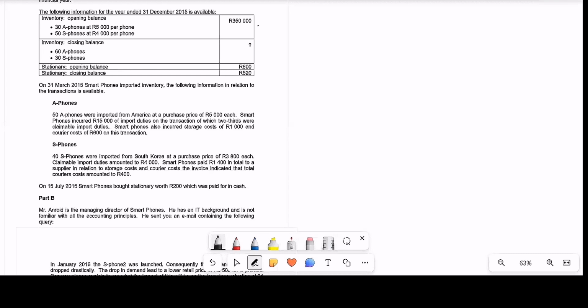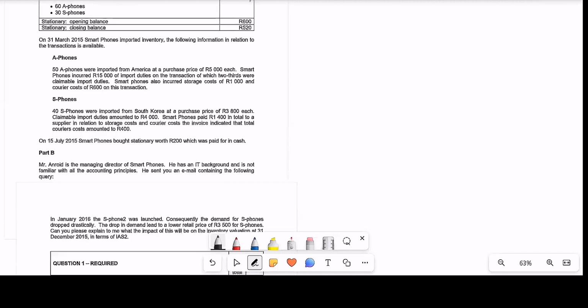With storage costs, they won't be capitalized to the inventory or the stock, because storage costs are not costs incurred to get the inventory to its current working condition. Think about it: storage costs are not needed to get the inventory to our premises. Just think of it from that perspective. Storing goods means you already have them and they're stored somewhere.